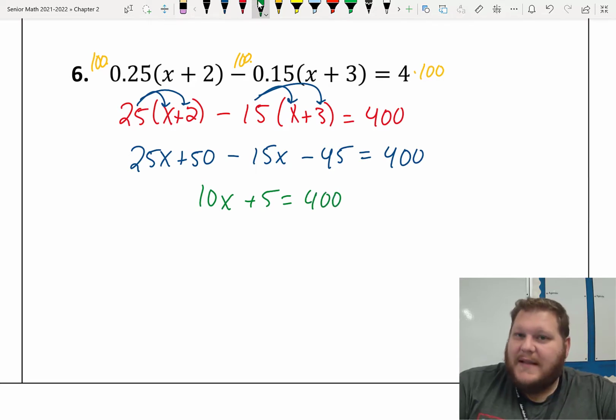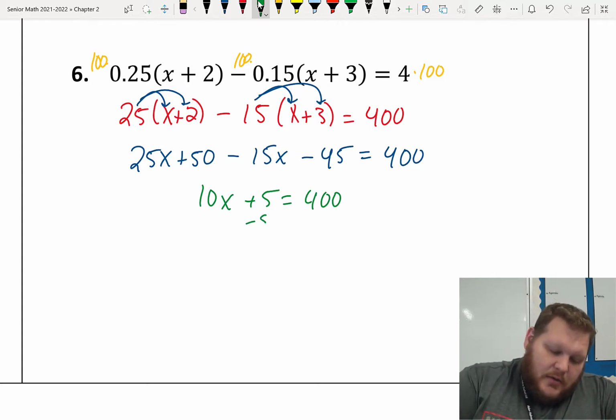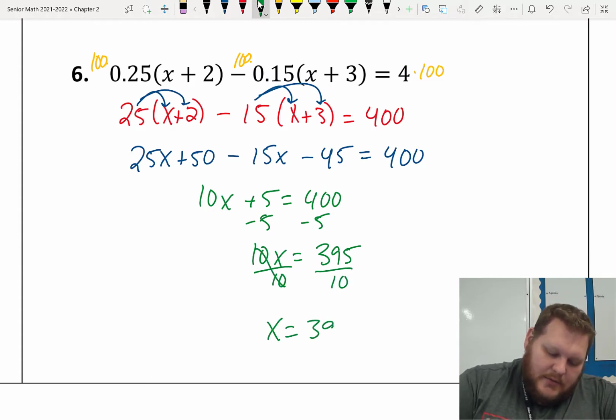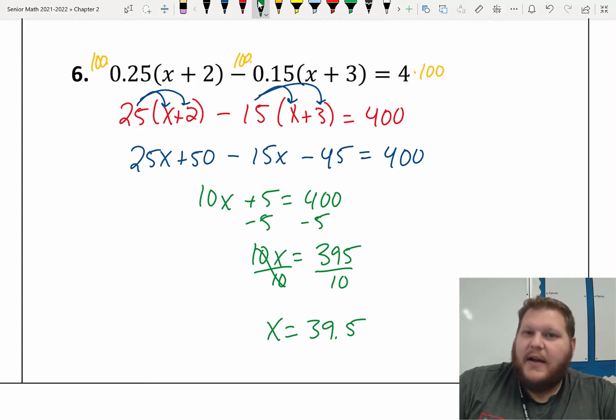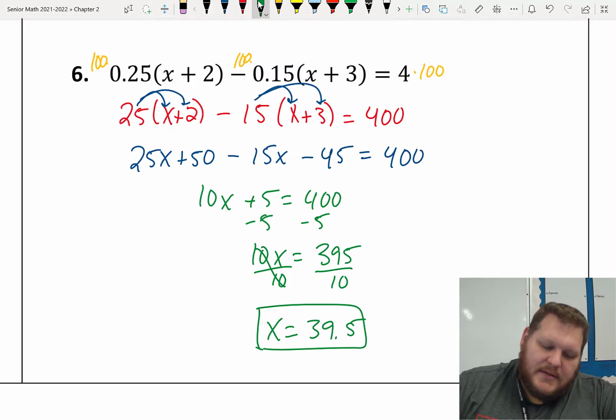Right, because remember, I'm on that side of the equation, I just collect up my like terms since I'm not moving across equations. So minus 5 on both sides. 10x equals 395. So when I divide by 10 on both sides, x equals 39.5. Which you also would have gotten if you just left it as decimal places.